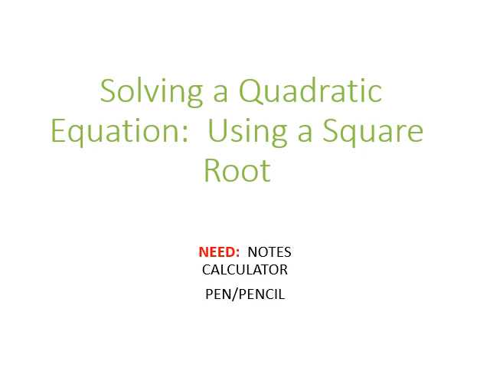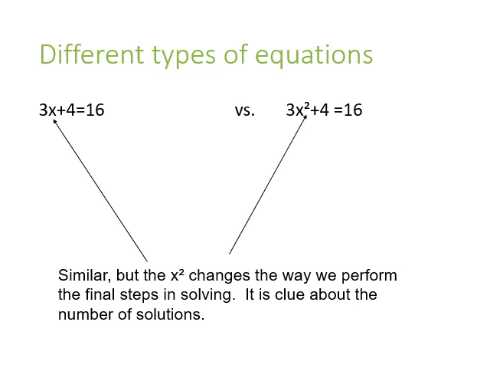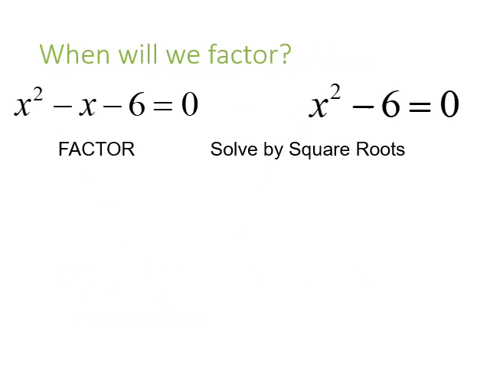Solving a quadratic equation by using a square root. Now, we've solved equations for solutions before. The following equations are similar, but the x squared changes the way we perform the final steps in solving. It's a clue about the number of solutions that we will have. Now, when we do have that x squared, or a quadratic, we need to identify when it is factorable.